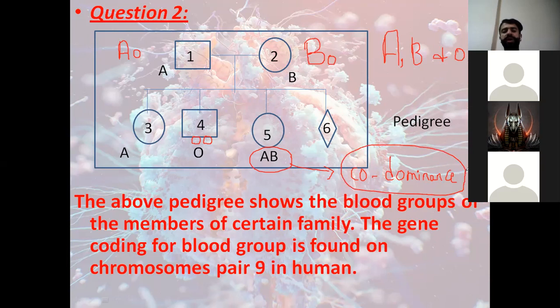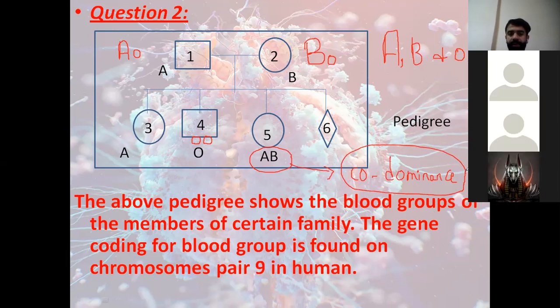While individual 3, what do you think, Yelena? Blood group A. What is the genotype? AO only, or AA, because B is dominant. AA or AO, right? Yes. Okay, great. So either AA or AO.